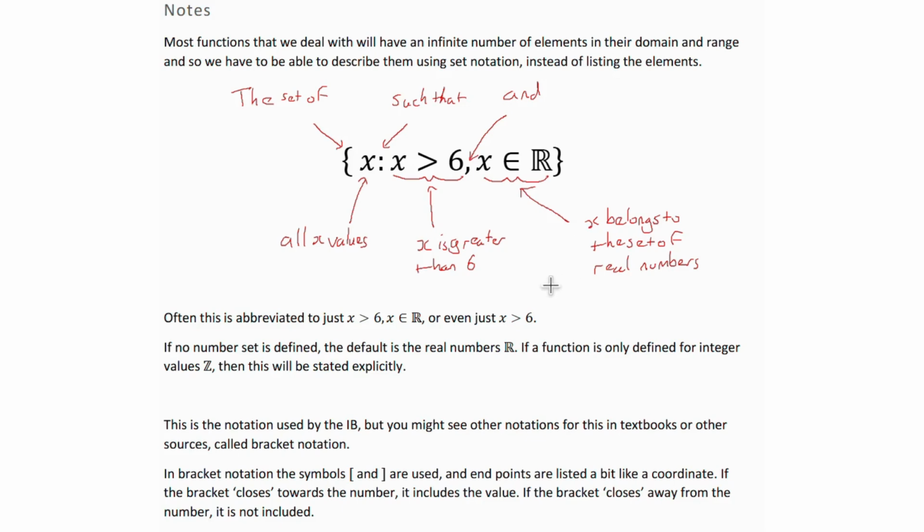So this is the notation that is used in the IB. You might see some other notations used in textbooks, and that's called bracket notation. Bracket notation uses square brackets to represent this. You essentially write it as a coordinate with the lowest value and the highest value. So 6 is the lowest value and the highest value is infinity because it's anything above 6. And then we use square brackets. If the square brackets face in, it includes the value that it's next to. If the square brackets face outwards, it doesn't include the value. So here we don't want to include the 6, so we face our bracket outwards.